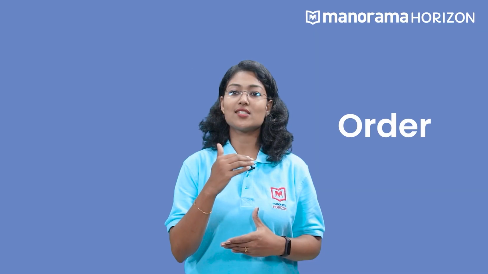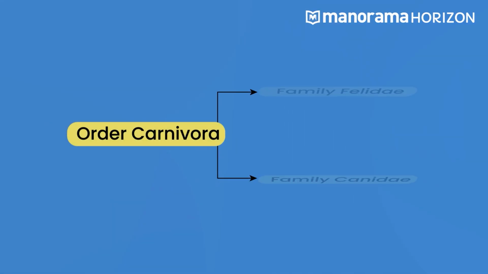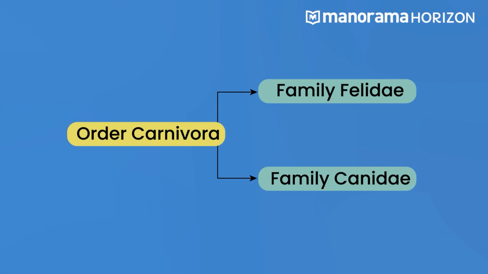The next group we are going to discuss is order. An order consists of one or more genera that share common characteristics. For example, family Canidae and family Felidae belong to the order Carnivora.